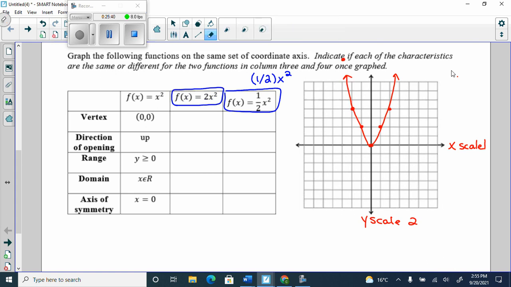Oh, I did the 2 thing again. Why didn't anyone correct me? Hello. They're worth 2 each. I made the y scale worth 2 and then made them put it at 4. Good work. So you just pull those off your table of values.